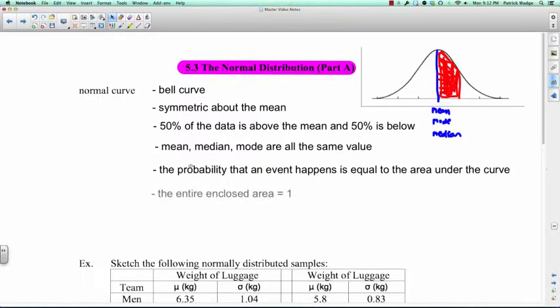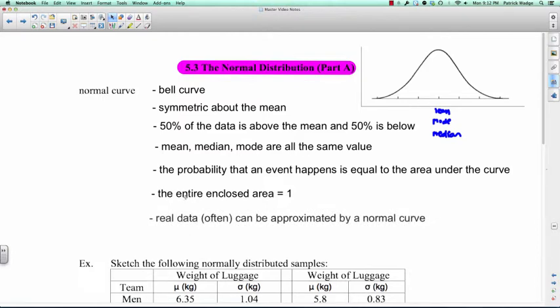Next. The entire enclosed area is 1. So if we were to find all the area below here, the whole thing, the area would be 1, and that makes sense because the probability of someone being somewhere below here is 1. It's 100%. They have to fall somewhere below there, right? They have to have a score if they wrote the test.